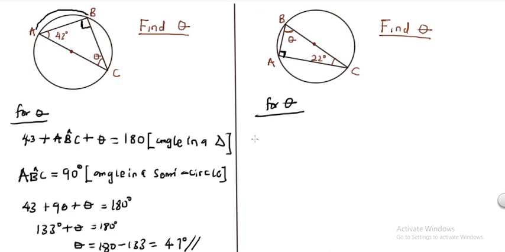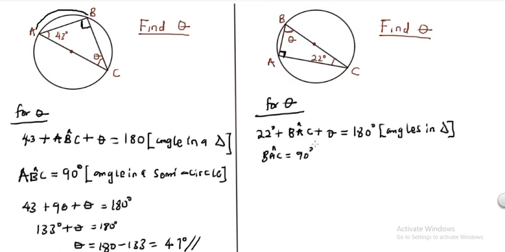So we can say 22 degrees plus angle BAC plus theta is equal to 180 degrees. The reason for that is angle in a triangle. Now we also know that angle BAC is equal to 90 degrees because it is the angle subtended by the diameter. Okay, so the reason is angle in a semicircle.